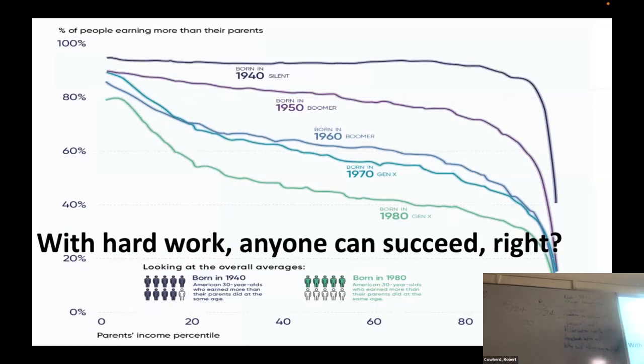Now, we don't have the data for your generation. When we ask your generation, and so let's do that, how many of you are going to earn more than your parents? Your generation is one of the most optimistic generations ever. You all believe that you're going to earn more than your parents, statistically. But the data suggests that never before in recent history have you been less likely to earn as much as your parents.